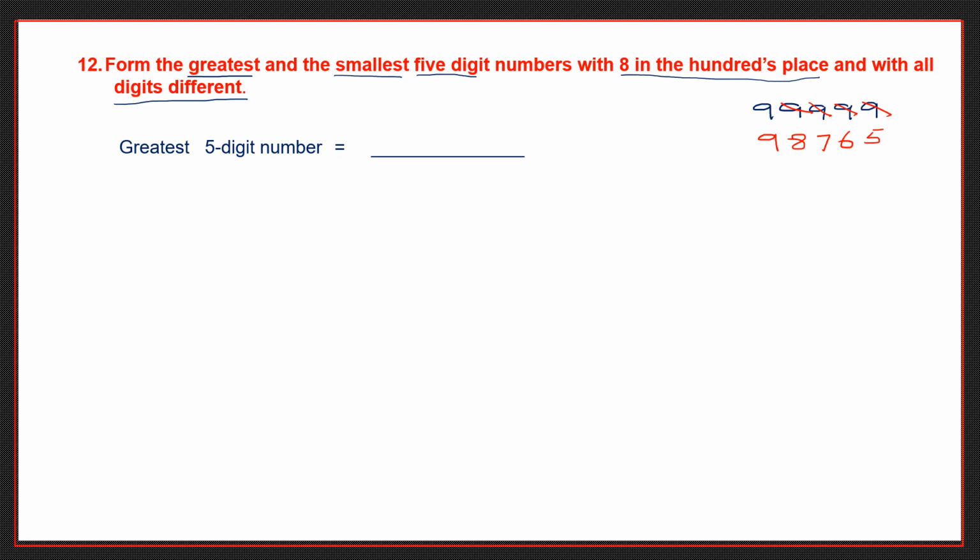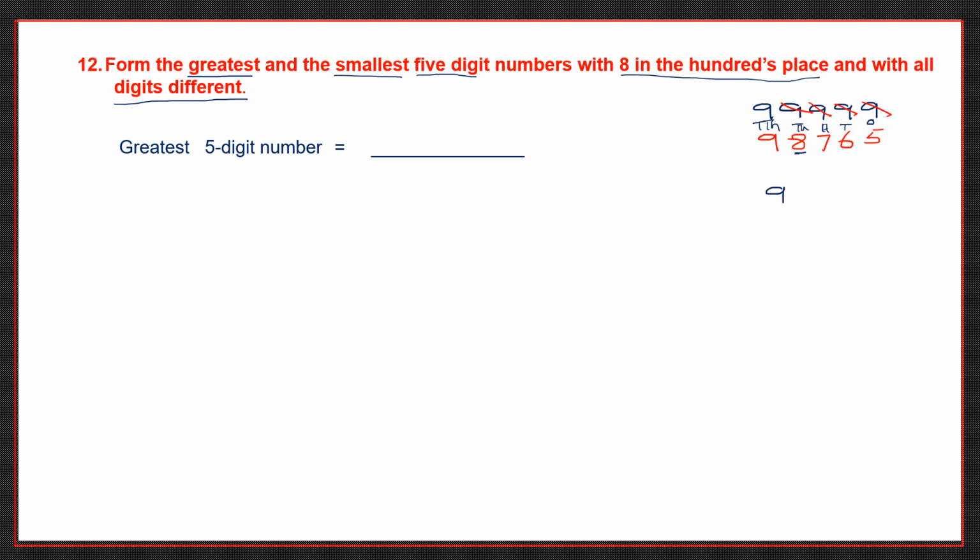Now there is one more condition. 8 should be in the hundreds place. In this number, we have to put 8 in the hundreds place. So now let's just write the places: ones, tens, hundreds, thousands, 10,000s. So right now, as you can see, 8 is in the thousands place. We should put 8 in the hundreds place. So how do we do that now? We will take away this 8 and move it to the hundreds place.